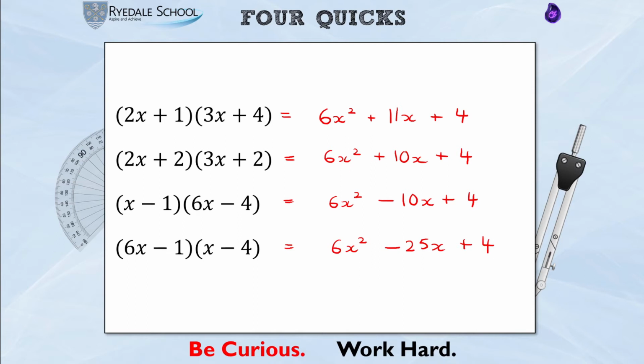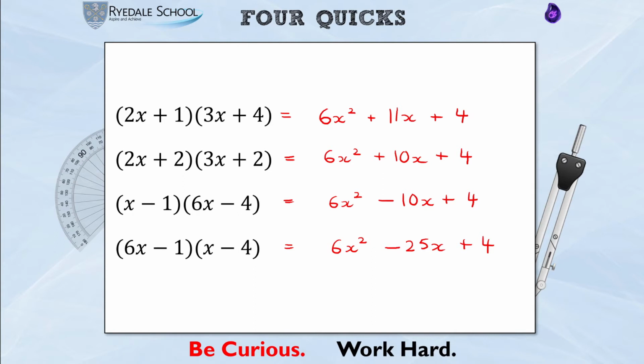Did you get them all right? There is a reason why I've got you to do this quick little activity. If you look at all of the quadratics on the right hand side, they are all 6x squareds and they are all plus 4. But the value in the middle, the coefficient of x, is different for all of them. We've got an 11, we've got a 10, we've got a negative 10, we've got a negative 25.